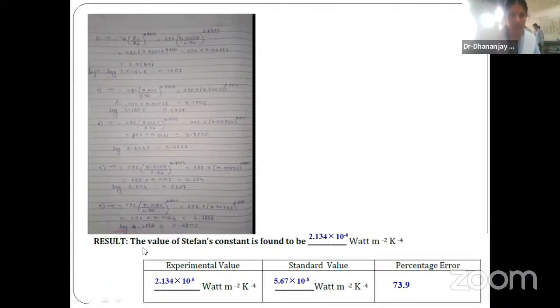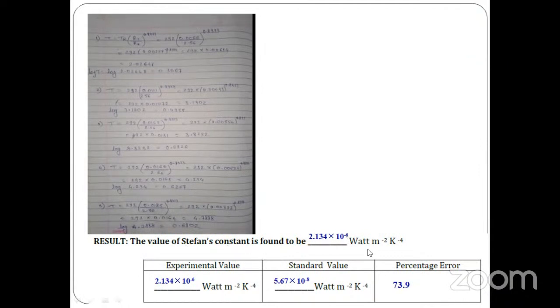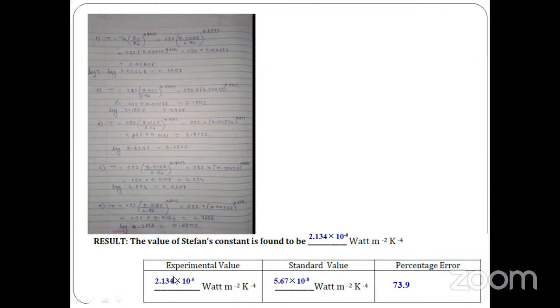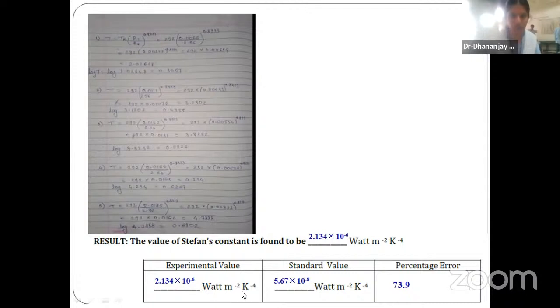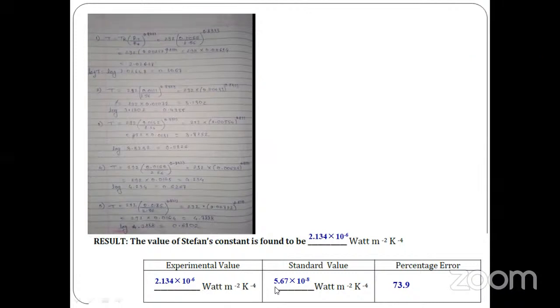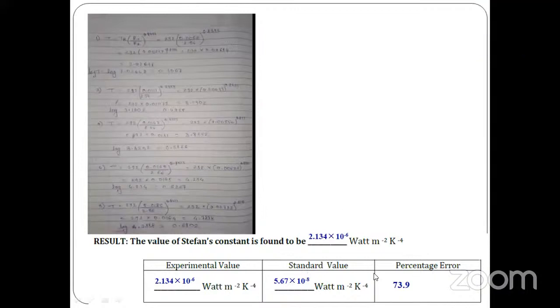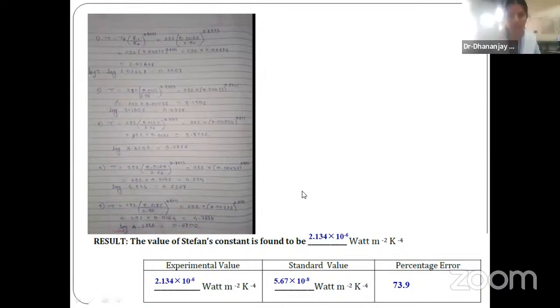Then the result is the value of Stefan constant found to be 2.134 into 10 raised to power 6 watt meter inverse Kelvin inverse raised to the power 4. This is the experimental value. 2.134 into 10 raised to power minus 6 meter inverse square. This is the standard value, and this is the percentage error. Percentage error can be calculated from standard value minus experimental value upon experimental value into 100.